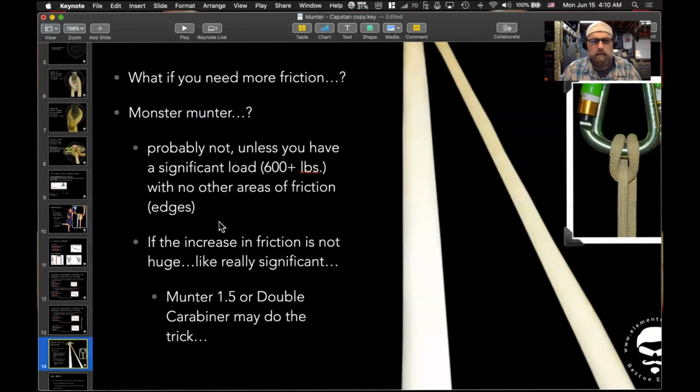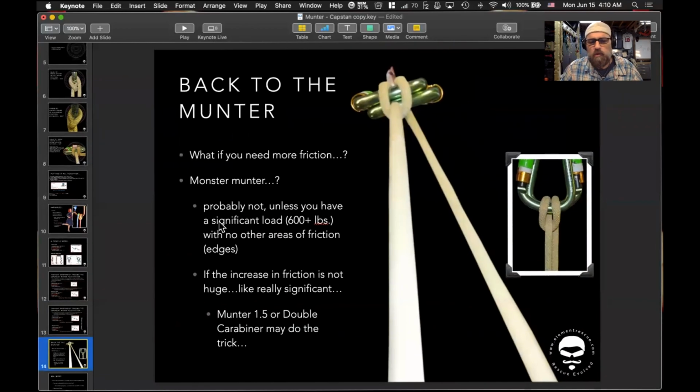So winding this thing up, back to the Munter. What if you need more friction? People usually jump to the monster Munter, when in reality, that's probably not needed unless you're looking at a load that's in excess of 600, 650 pounds without any other edges giving you help, right? So if I had an edge, let's say of granite, or if I'm in the mountains doing this, that edge is going to help me out tremendously. It's going to take weight off my anchor. It's going to take weight off the amount that I'm going to have to control them with, because that edge takes a bunch of that weight.